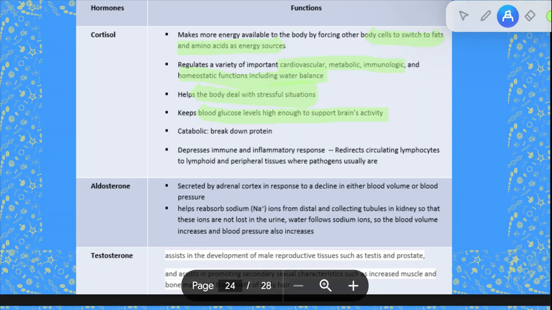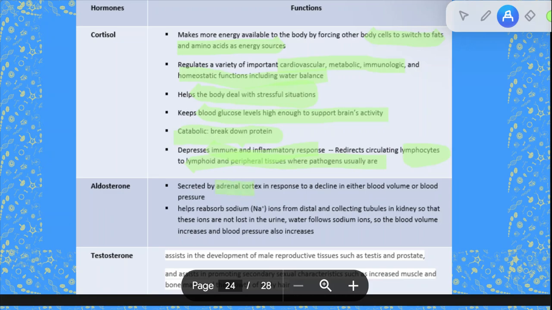अब इसका function catabolic होता है जिसकी वजह से ये proteins का breakdown कराता है and depresses the immune and inflammatory response and redirects the circulating lymphocytes in the blood to lymphoid and peripheral tissues where pathogens usually are. Then you have aldosterone.